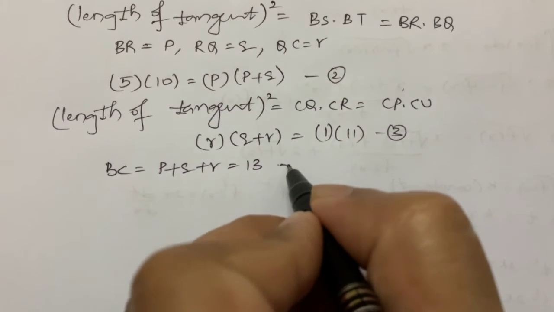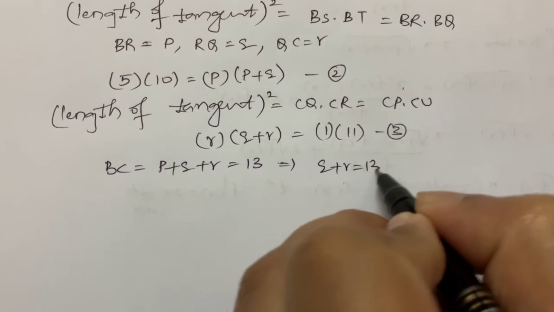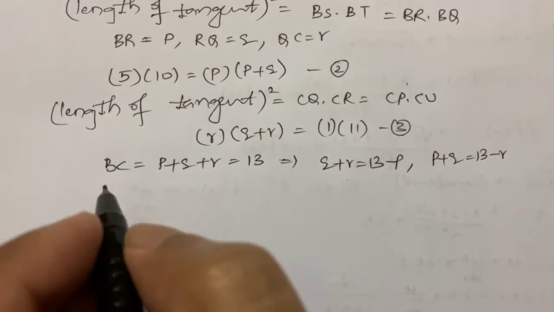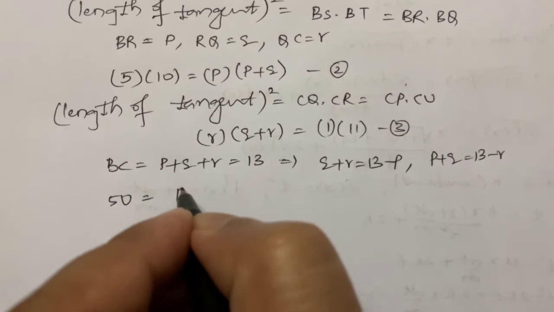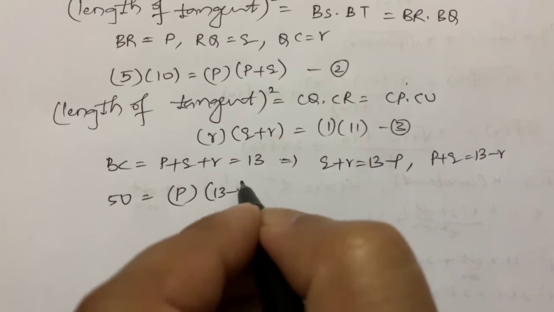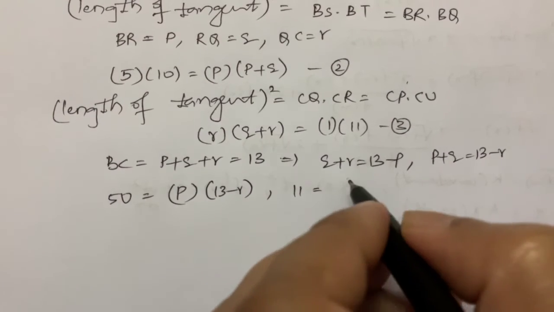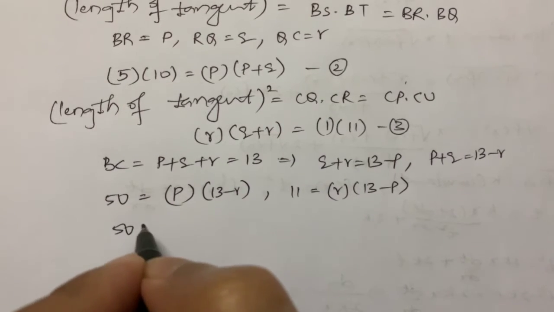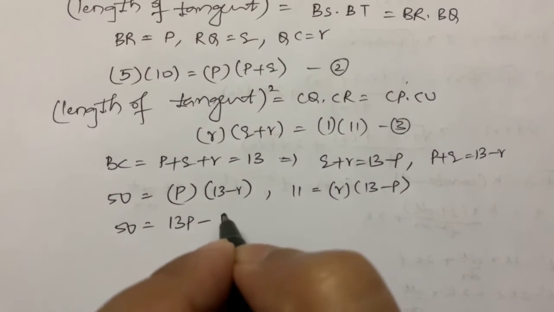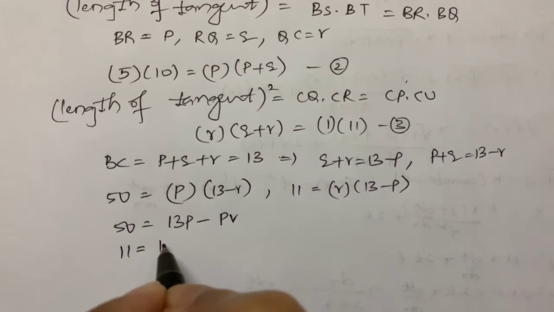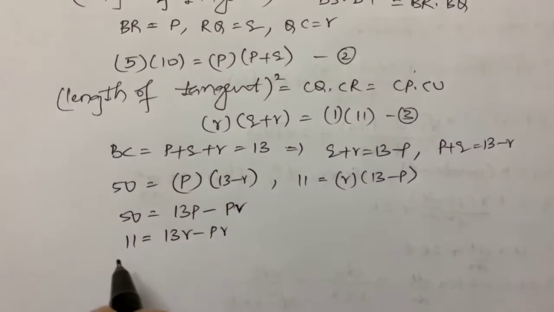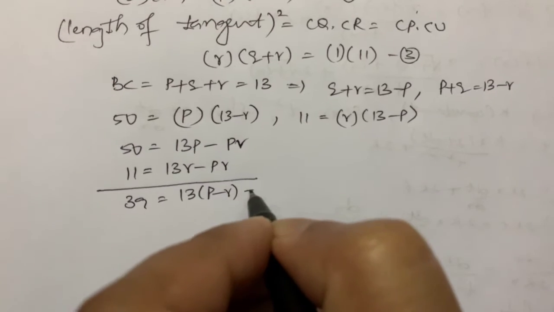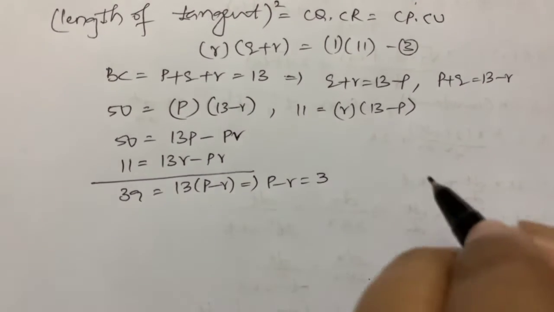So Q plus R is 13 minus P, and P plus Q is 13 minus R. If I substitute this in equation 2, 10 into P plus Q gives 50 is equal to P into 13 minus R, and 11 is equal to R into 13 minus P. So 50 is equal to 13P minus PR, and 11 is equal to 13R minus PR. If I subtract these two equations, 39 is equal to 13 into P minus R. So P minus R is equal to 3.